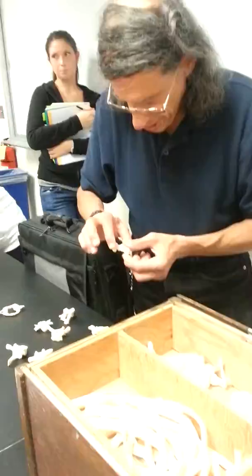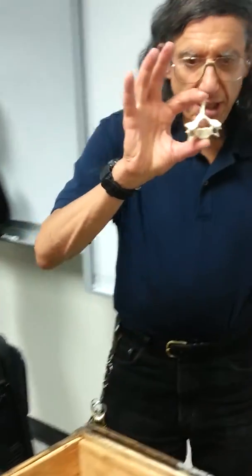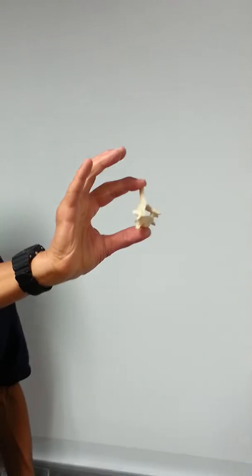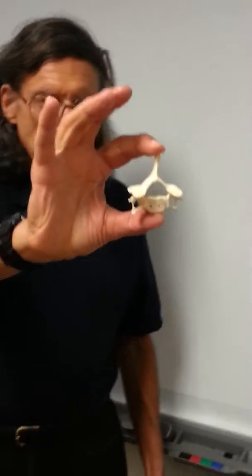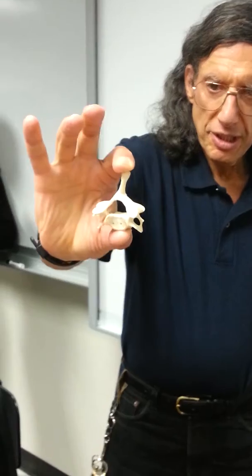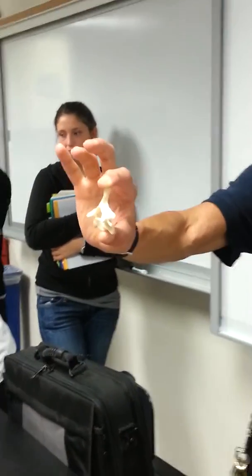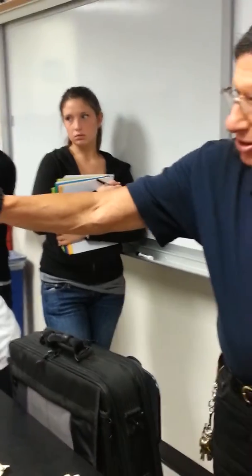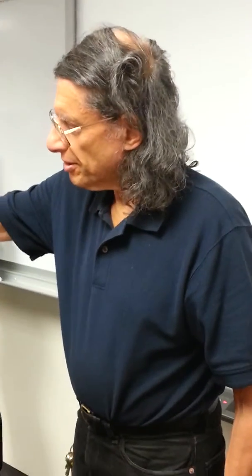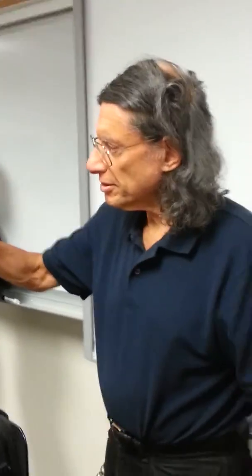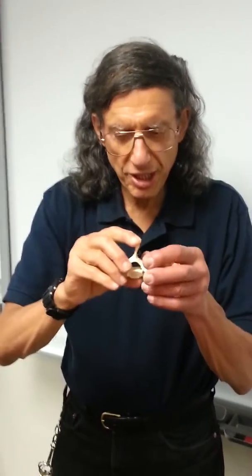Now, what is this one specifically? Don't say anything right away. What is this one specifically? Okay, go ahead. C7. That's not C7. I guess that's C6. It's C6. Now, what says that it's C6?